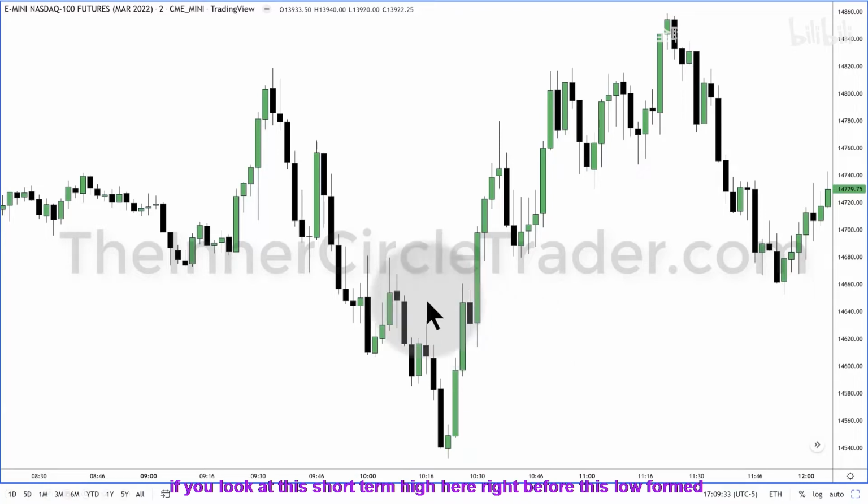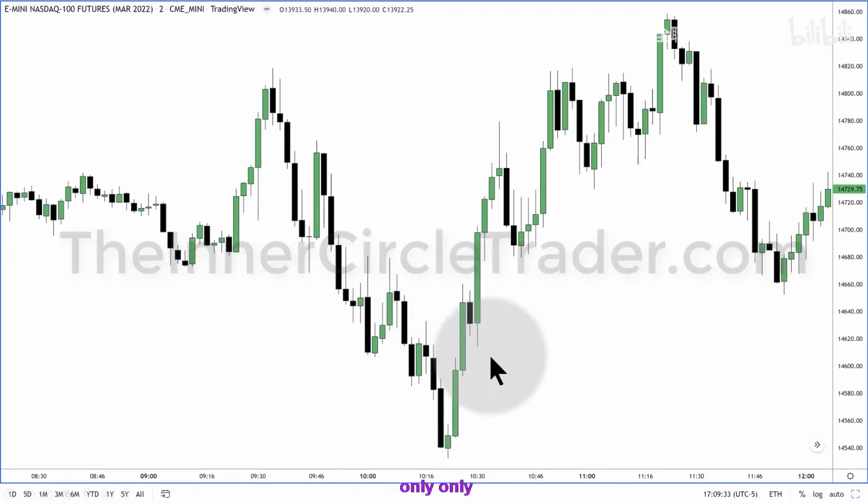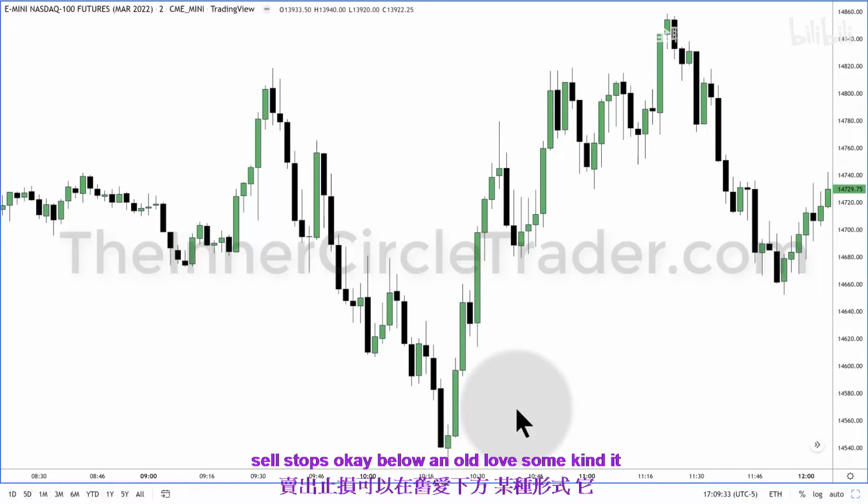If you look at this short-term high here, right before this low formed, when this high is taken out right there on that candle, that's significant. Only if this run down here has traded into sell stops, okay, below an old low of some kind. It could be a double bottom, it could be a single low, okay, but it's got to be trading under some retail idea that would be viewed as support.